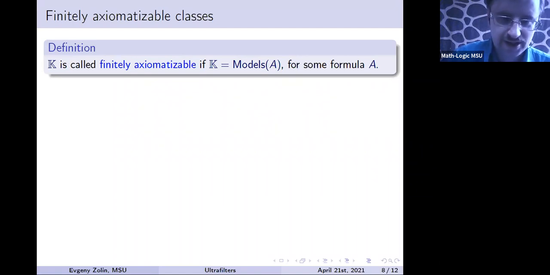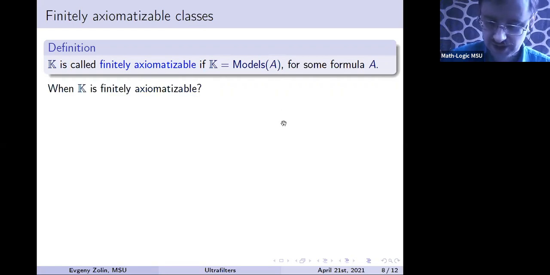Okay. Another question is, can we define our class of models by finitely many axioms? Since we have conjunction in our language, finitely many simply means we can define by one axiom. We can simply take the conjunction of axioms. So we write the definition as follows. The class of models K is finitely axiomatizable if K is exactly the class of models of this one formula A. So for any model M, M is in K if and only if M satisfies A.